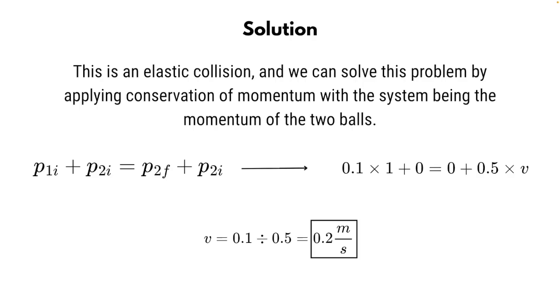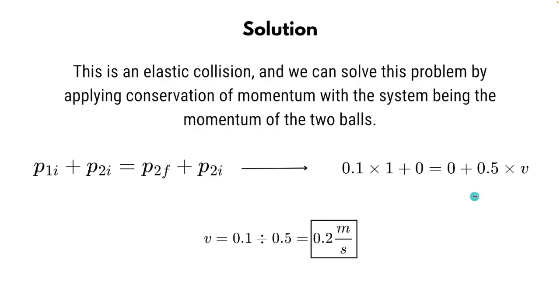So this is an inelastic collision, and we can solve the problem by applying conservation of momentum with the system being the momentum of the two balls. So how do we apply conservation of momentum? Well, in order for the total momentum to be the same, the momentum of both balls initially summed up has to equal the momentum of both balls finally after they collide, summed up. Oh, that should be P1F and P2F, by the way. Yeah, ignore the mistake there.